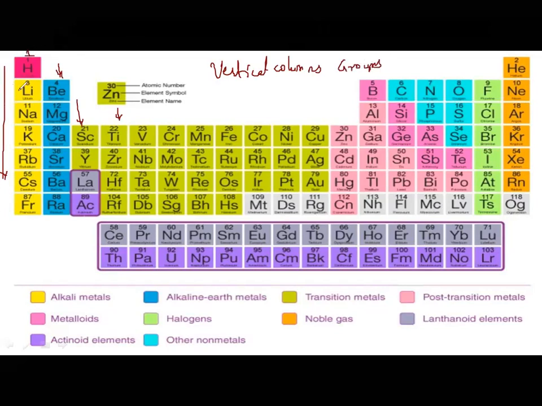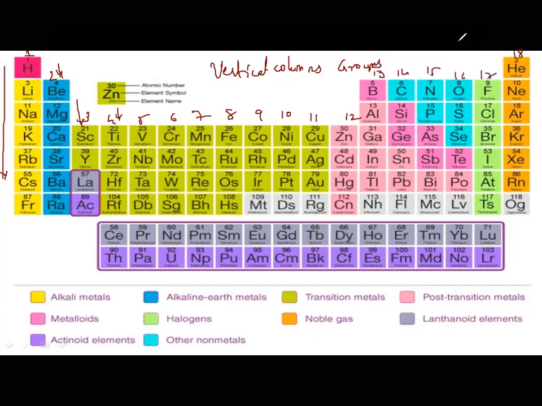They are numbered from 1. Earlier they were numbered with Roman numerals and A, B notations were used. But with more modifications, they are now numbered with Arabic numerals: 1, 2, 3, 4, 5, 6, 7, 8, 9, 10, 11, 12, 13, 14, 15, 16, 17 and 18. So there are 18 vertical columns in the modern periodic table, and they are called groups.